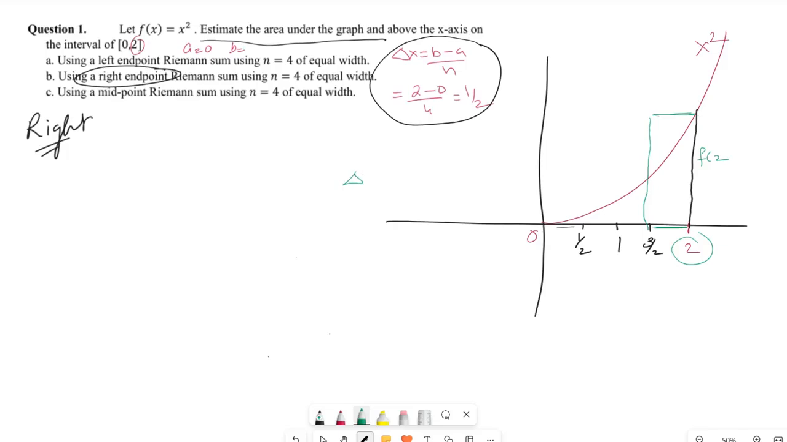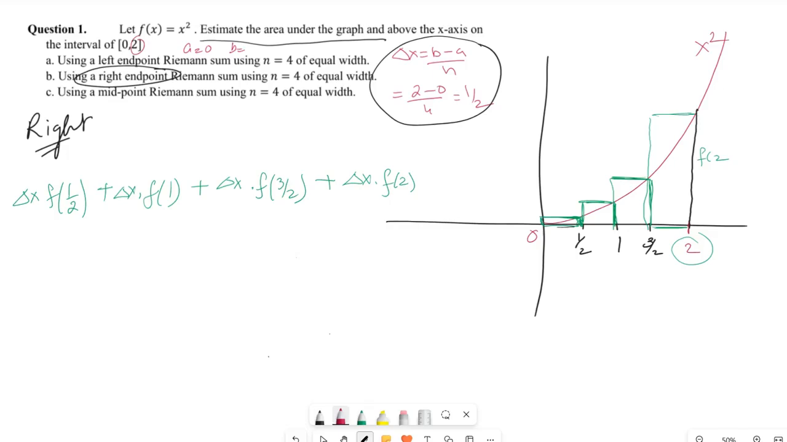Delta x times f of 2, plus the next point is 3 by 2. f of 3 by 2 is this value, and I draw a rectangle at that height. So that's going to be f of 3 by 2 times delta x, plus at 1, the height is this, and the rectangle at that height has area f of 1 times delta x, plus at half the height is this, draw the rectangle at that height, that's going to be f of half times delta x.